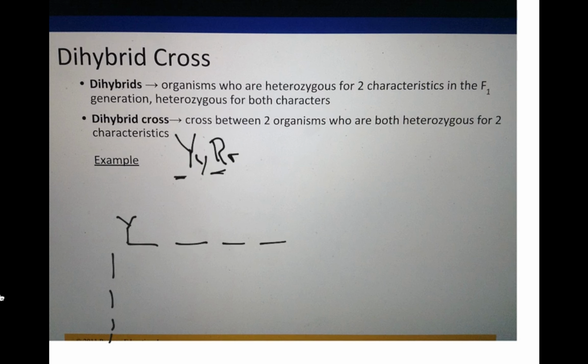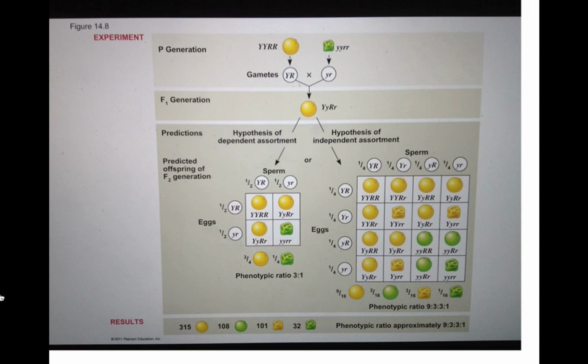Well, I can technically have a capital Y and a capital R. I can also have a capital Y and a lowercase r. I could have a lowercase y and a capital R, or I could have a lowercase y and a lowercase r. So those four different combinations are how you set up your dihybrid cross. So in our dihybrid cross, we are crossing two organisms who are both hybrids for two traits. So capital lowercase with capital lowercase.